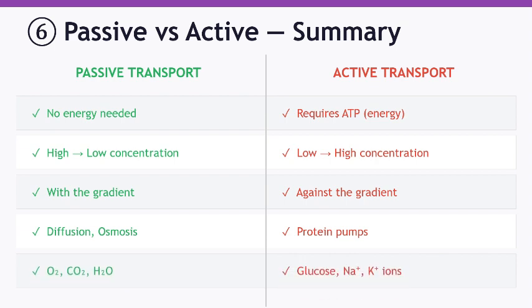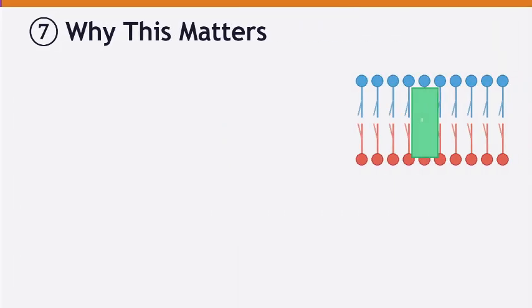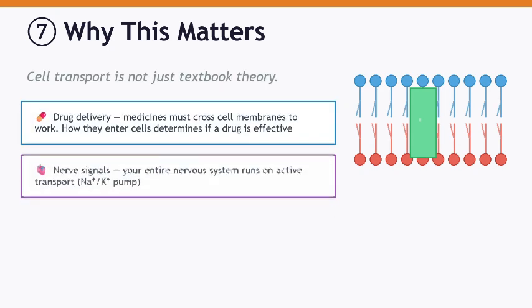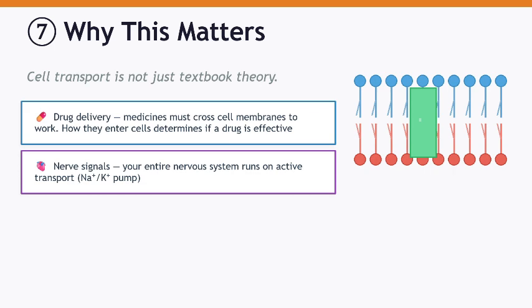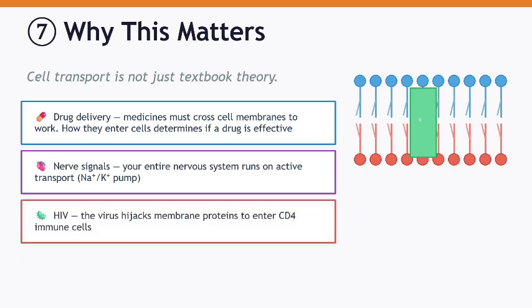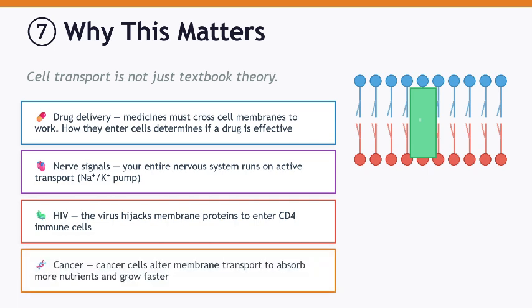And this is not just biology class theory, this matters everywhere. Drug delivery: medicines have to cross cell membranes to reach their target. Whether a drug is fat soluble or water soluble completely changes how it enters cells and how effective it is. Your nervous system runs entirely on active transport. The sodium-potassium pump fires millions of times per second across your entire body.